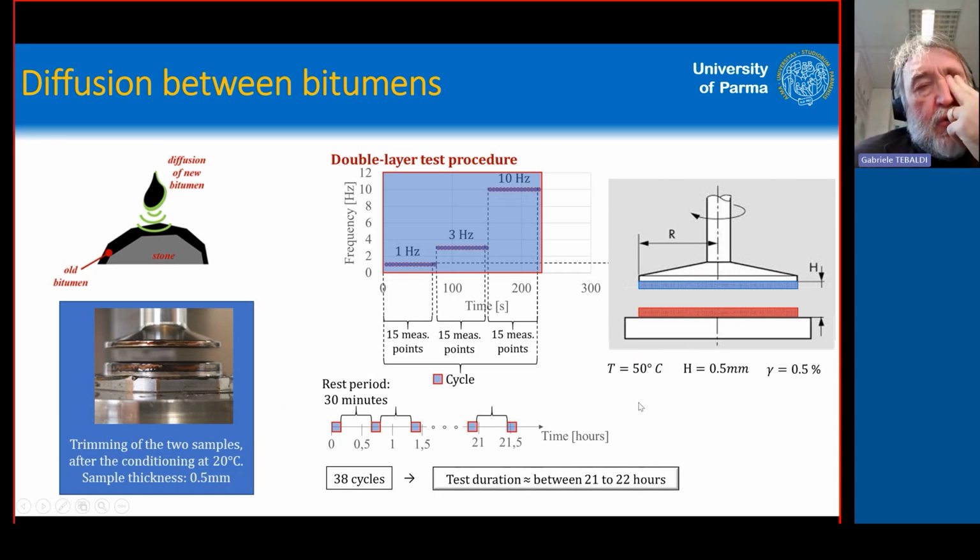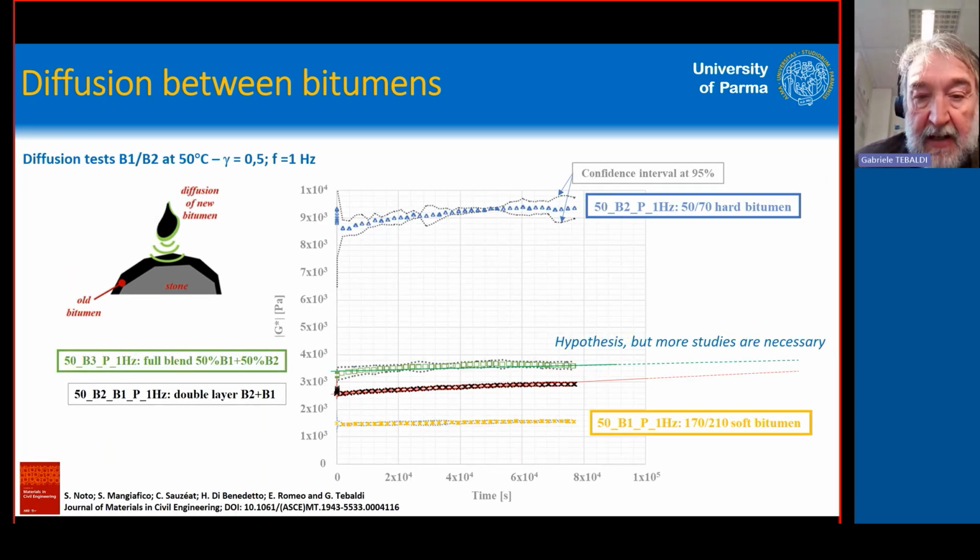In a research work that I did together with my colleague at NTP, we used a double layer specimen with stiff bitumen on the top and soft bitumen on the end. We used the complex modulus as an indicator of the change of the performance. So we put the two layers in the DSR and applied the same stress for a long time, using the complex modulus as an indicator.